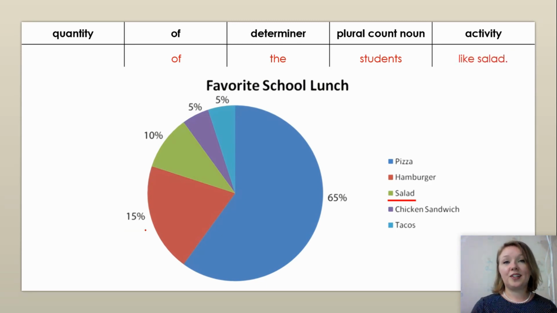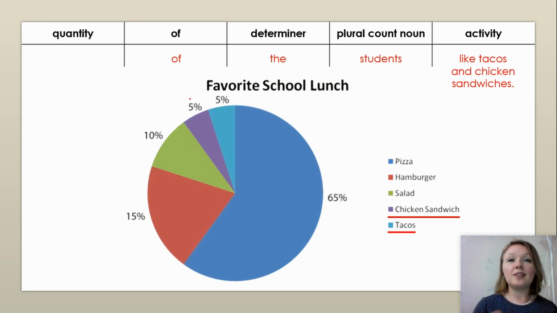Let's go down to salad. How many of the students like salad? Just 10%, right? Just up here at 10%. So I could say some of the students like salad. Some of them like salad. Let's look at our last two, chicken sandwich and tacos. So how many of the students like chicken sandwiches and tacos? I could say few. This is another term we can use. It means not many or just a little. Few of the students like tacos and chicken sandwiches.